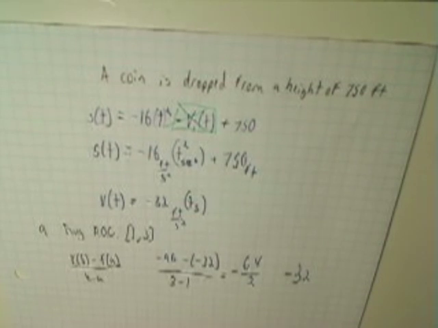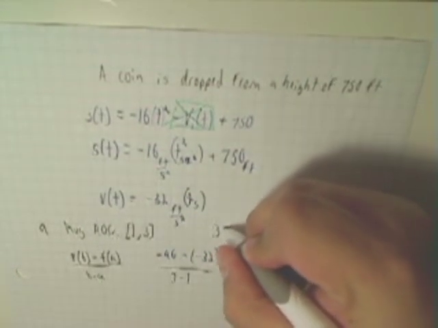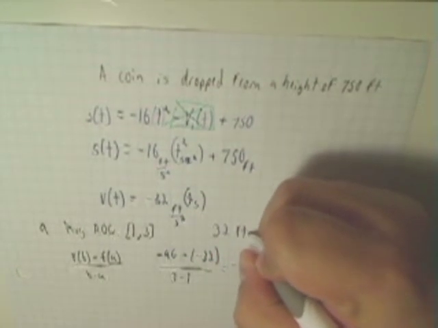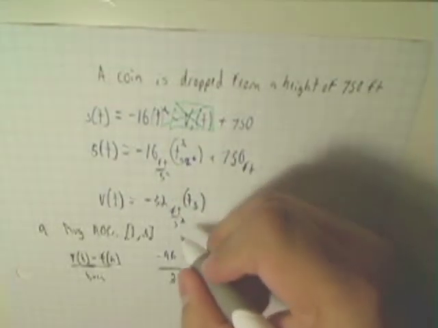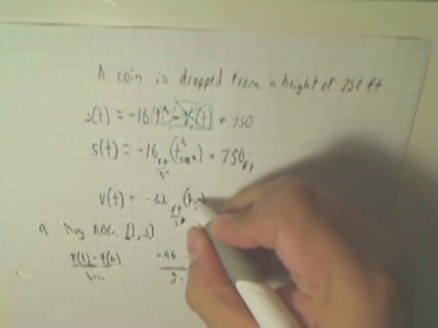So that is the answer to part A. So negative 32 feet per second. Sorry, the seconds here do cancel out.